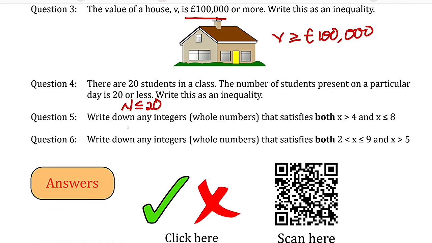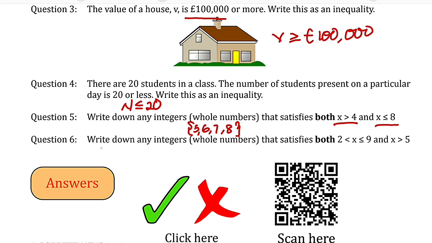So number 5, write down any integer whole numbers that satisfy this. X is greater than 4 but less than or equal to 8. So how do you write it? So it is from 4 to 8, excluding 4, including 8. So we have 5, 6, 7, and 8.